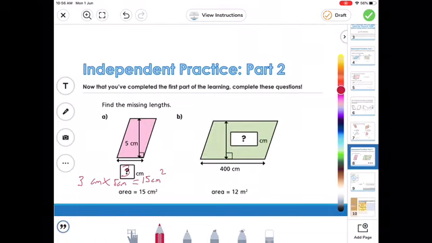Okay, B. Now, notice that this is meters squared, this is centimeters, this is centimeters. So I'm going to make this into 1,200 centimeters squared. And now we have to go, what multiplies with 400 to make 1,200 is 3 centimeters. Because the base 400 times 3 is 1,200 centimeters, which is the same as 12 meters.